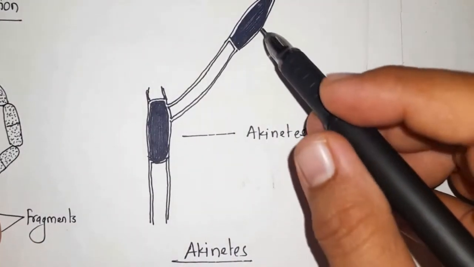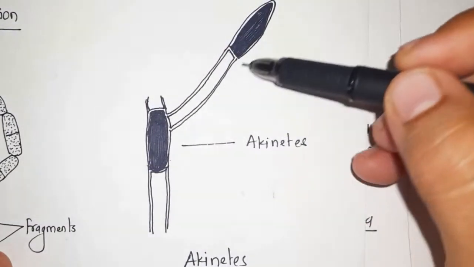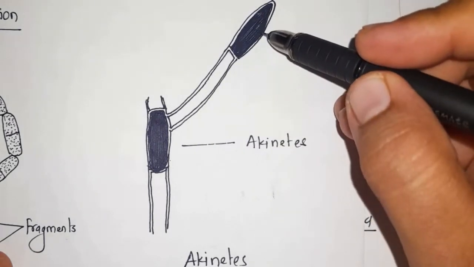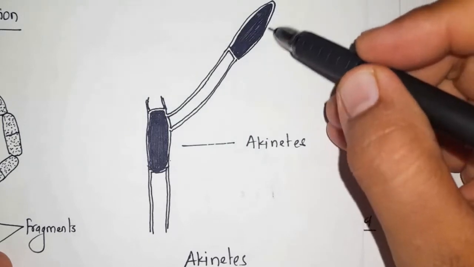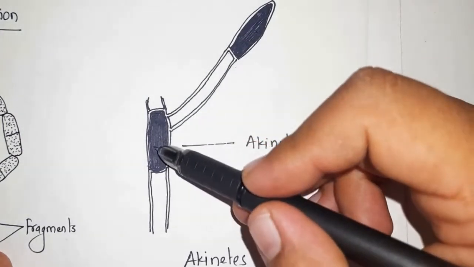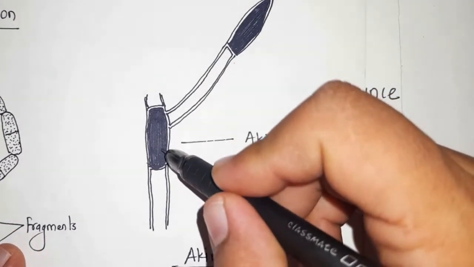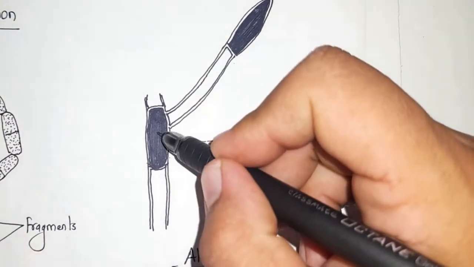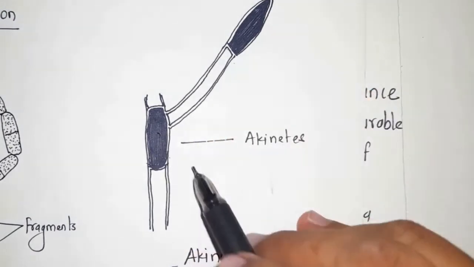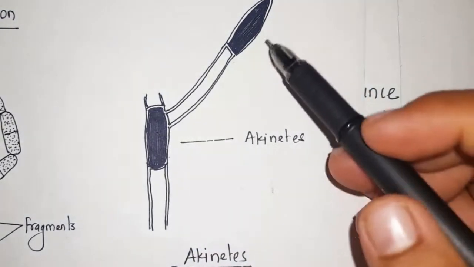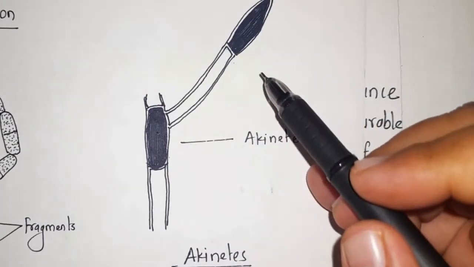So this is the typical structure of the akinets. Akinets may be formed in between the cells or may be developed at the termination of the filament. Particularly these akinets are cells with a thick wall which is rich in reserve food. This food reserve acts as the energy house for the germination into a new plant body on the onset of the favorable condition. So this is the akinets and you can easily identify akinets.